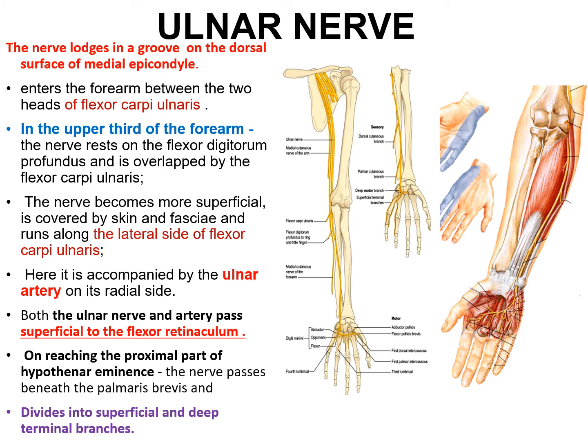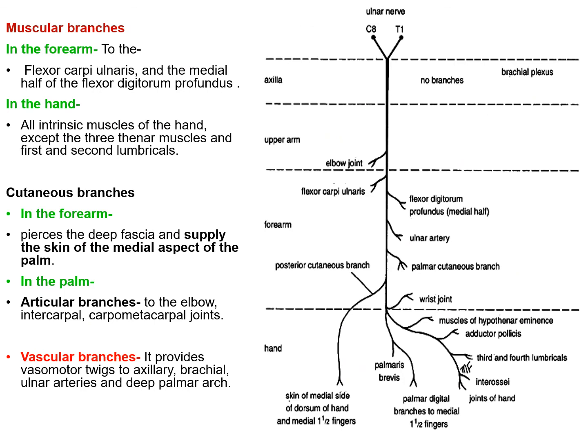deep terminal branches. Talking about the branches of ulnar nerve, the muscular branches are given to the flexor carpi ulnaris and the medial half of flexor digitorum profundus, which give rise to the tendons of ring and little finger. Also, in the hand, all the intrinsic muscles of hand except the three thenar muscles and first and second lumbrical, they receive their nerve supply by the ulnar nerve.